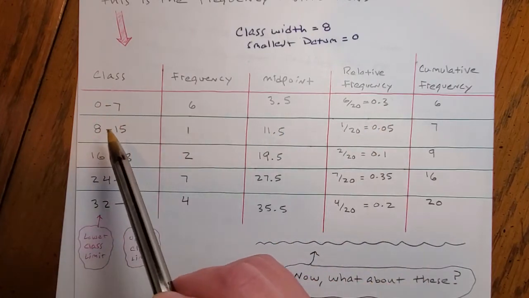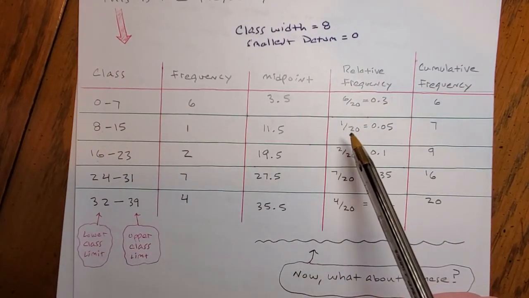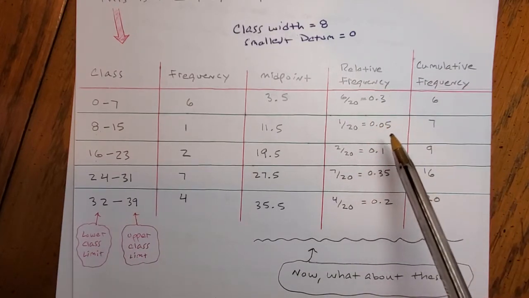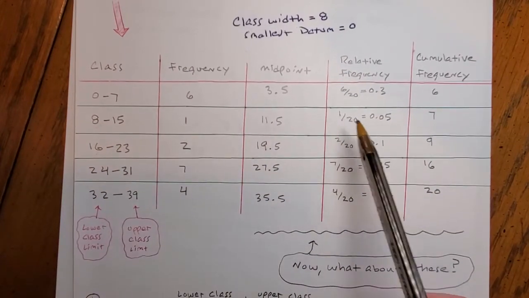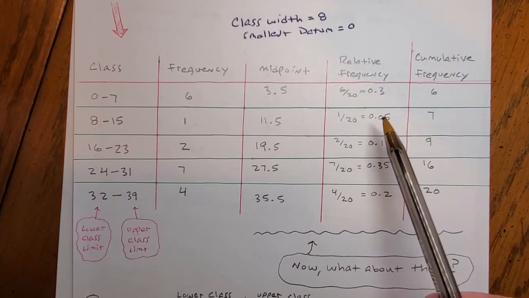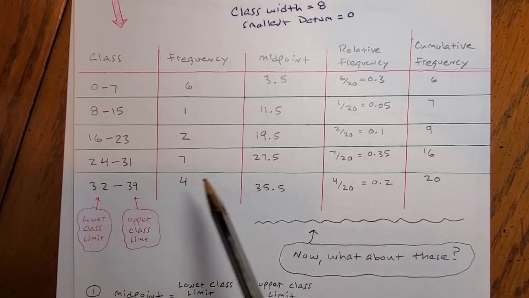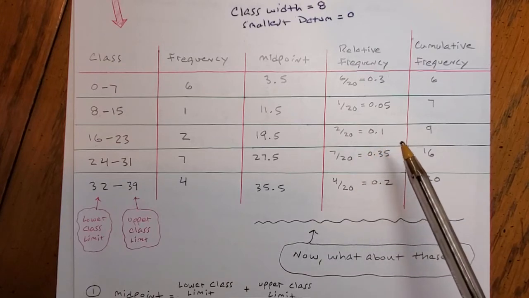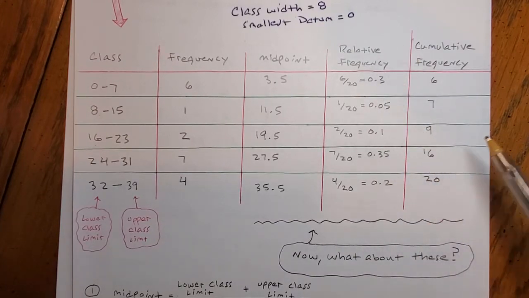And then for the next class, 8 to 15 minutes, there's only one person, so that's 1 out of 20. 0.05. So only 5% of people were found to read between 8 and 15 minutes of news. 1 out of 20 is 5%. Now we would continue that for the others. It'd be 2 out of 20, 7 out of 20, 4 out of 20. We can convert those to decimals. This is 10%, 35%, and 20%. All right, so that's what the relative frequency is.